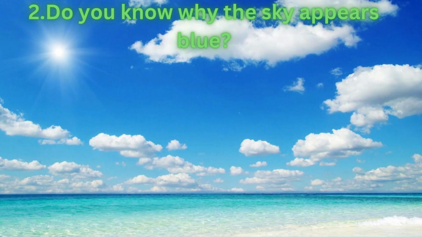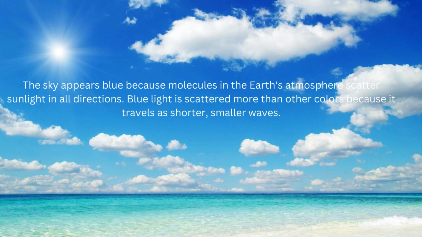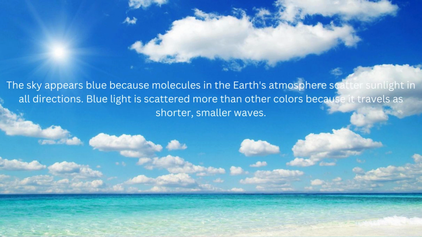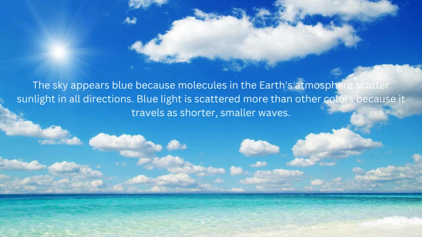Next, do you know why the sky appears blue? The sky appears blue because molecules in the Earth's atmosphere scatter sunlight in all directions. Blue light is scattered more than other colors because it travels as shorter, smaller waves.